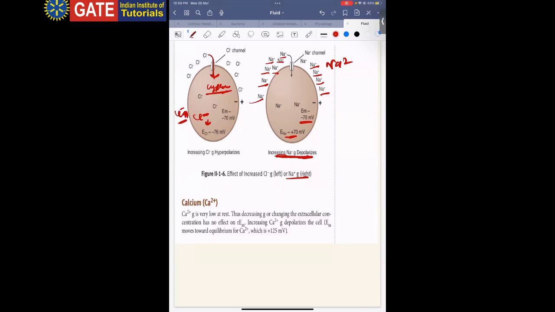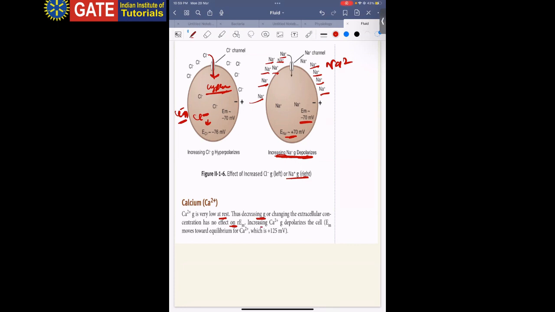Let's talk about calcium. The conductance of the calcium again is very low at rest. Unlike the potassium, all of the other ions have low conductance. If you decrease the conductance of the calcium, or if you change the extracellular concentration of the calcium, it will have no effect, of course, because there's already low conductance. You further lower it or you change the concentration, it doesn't matter because there are no channels available. It has a very low conductance.